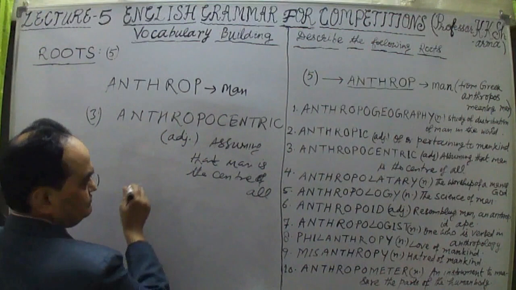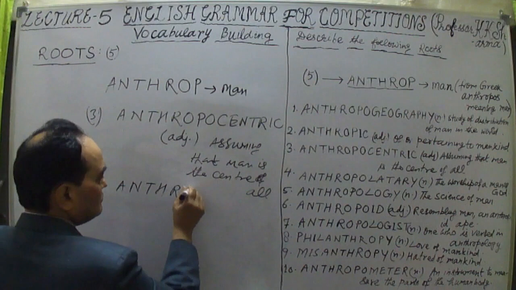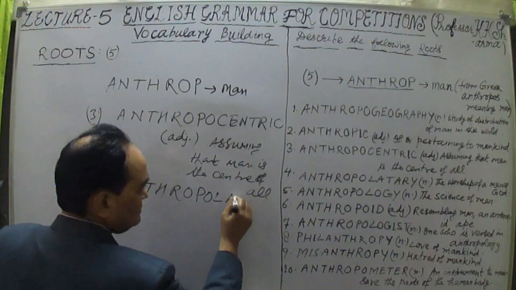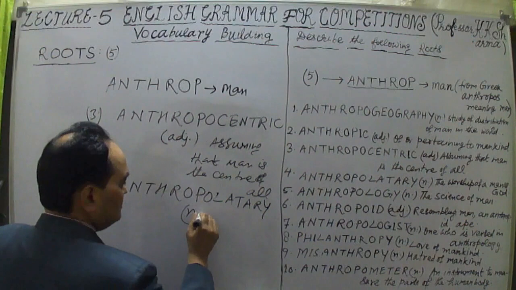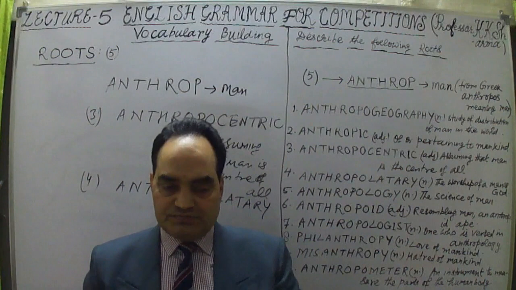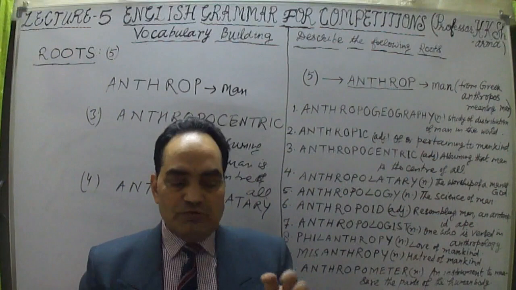Anthropolatry, L-A-T-A-R-Y. This is a noun, like idolatry. Idolatry means idol worship, worship of an idol. An idol means a statue, so worshipping an idol, considering God as an idol, is idolatry.